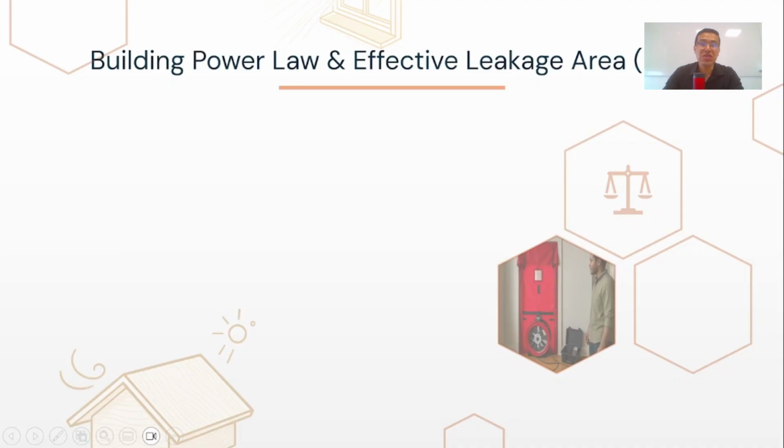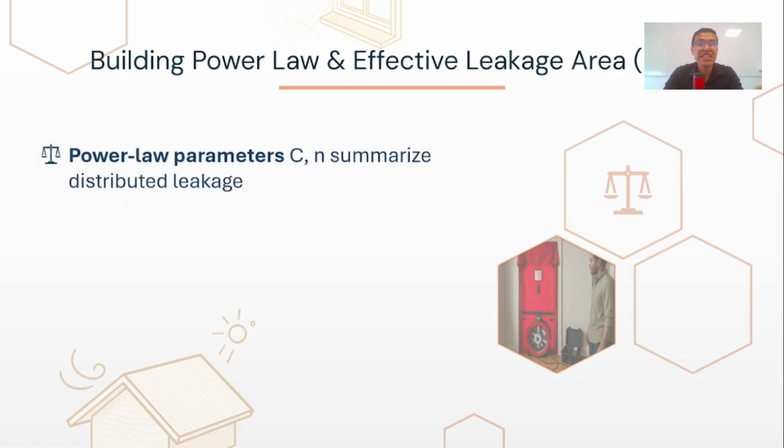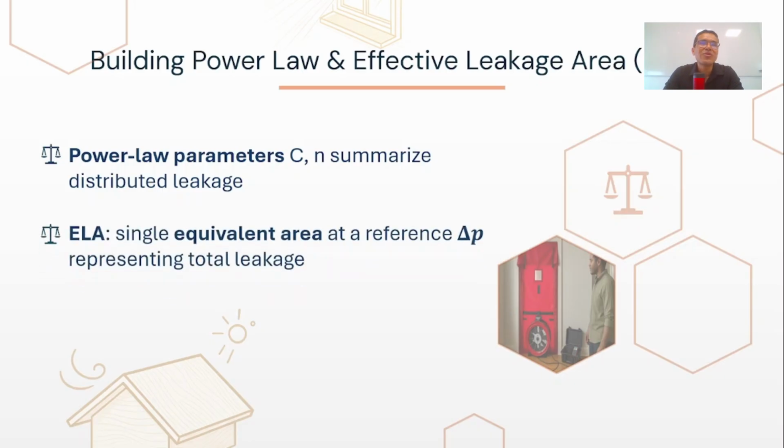We just saw that individual leaks can be tricky, but the good news is that at the building level we can simplify things. The power law with its parameters C and n is a powerful way to summarize all the thousands of tiny leaks into a single, comprehensive model for how a building responds to pressure difference. To make this even more practical, we use the concept of effective leakage area, or ELA.